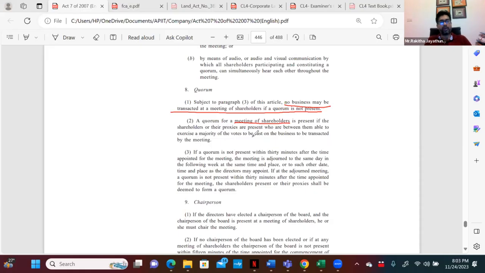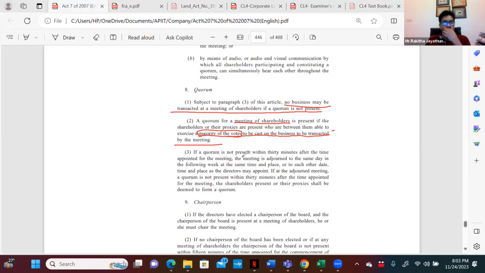So shareholders or proxies are present who are between them able to exercise a majority of votes to be cast on the business to be transacted at a meeting. So you have to have basically those present who are between them able to exercise a majority of the votes. If you can satisfy the simple majority, more than 50%, then you can have the meeting.